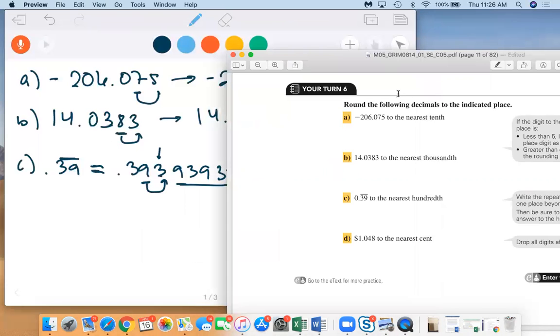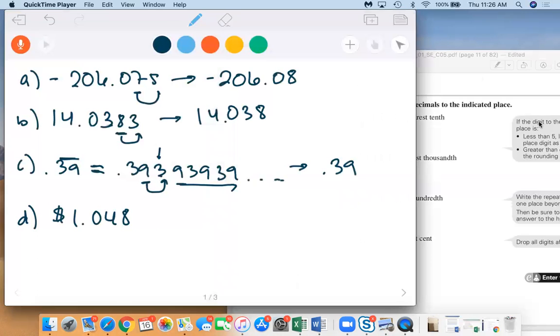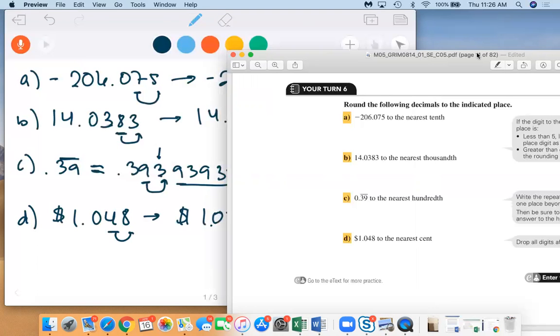All right, let's do one more. We have D. $1.048. So if I need to round to the nearest cent, that's the hundredths place like we just talked about. So I'm going to look to the digit to the right, it's an 8, so I know I need to add 1. So that gives us $1.05. Oh, if only money always rounded up.